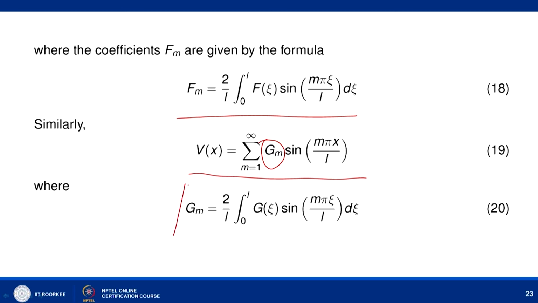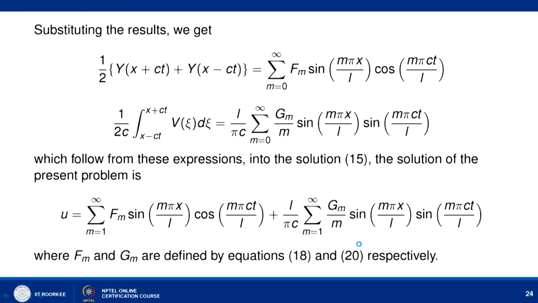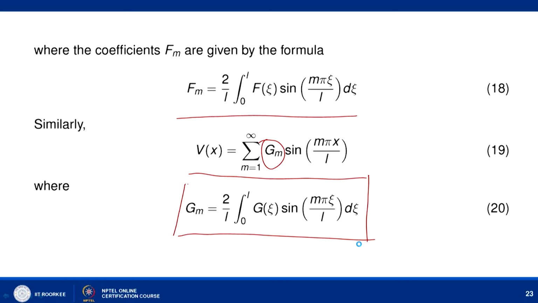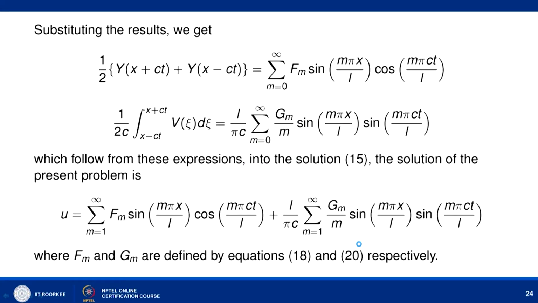Similarly, you can obtain gm, that is 2 by L, integral from 0 to L of g of xi sin m pi xi by L d xi, and if you look at both y and v, they are similar to each other; in fact it is kind of symmetric. So, once we have the expressions for y and v, we can substitute in our relation. So, here our solution, 1 by 2 times y of x plus ct plus y of x minus ct, you can write as the sum from m equal to 0 to infinity of f m sin m pi x by L into cos of m pi ct by L here.